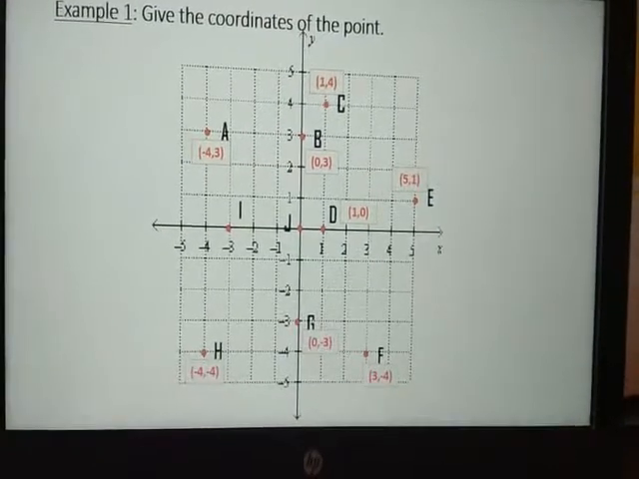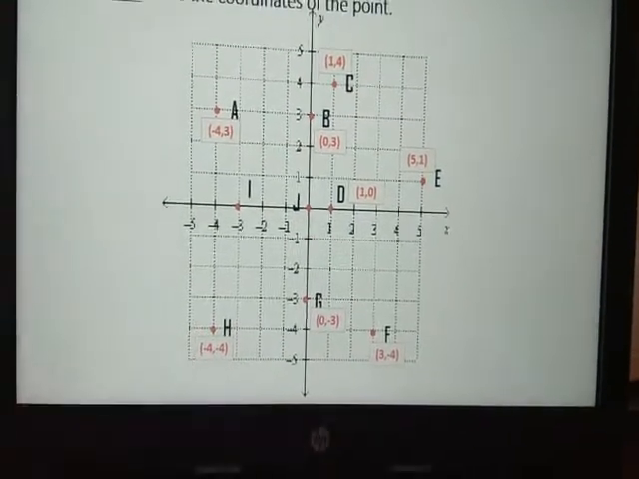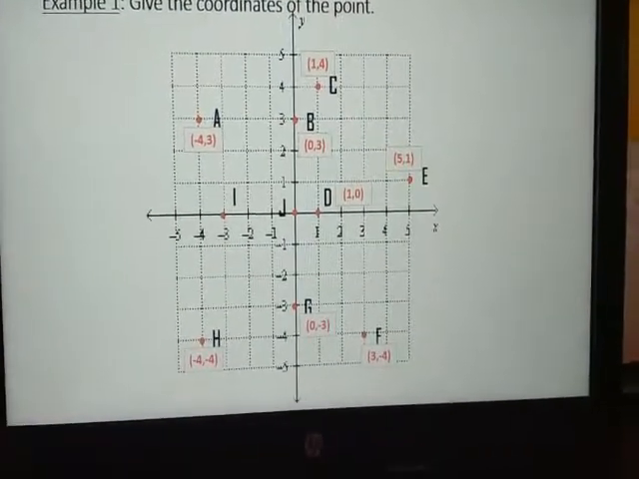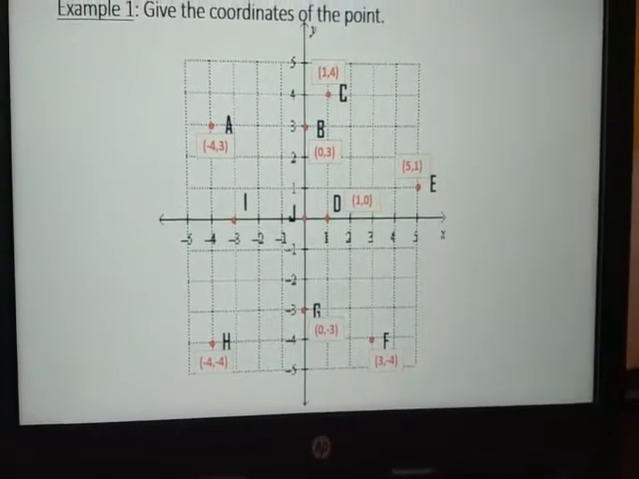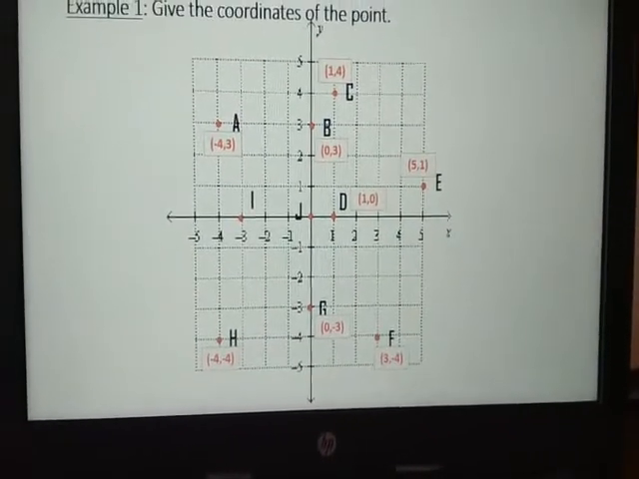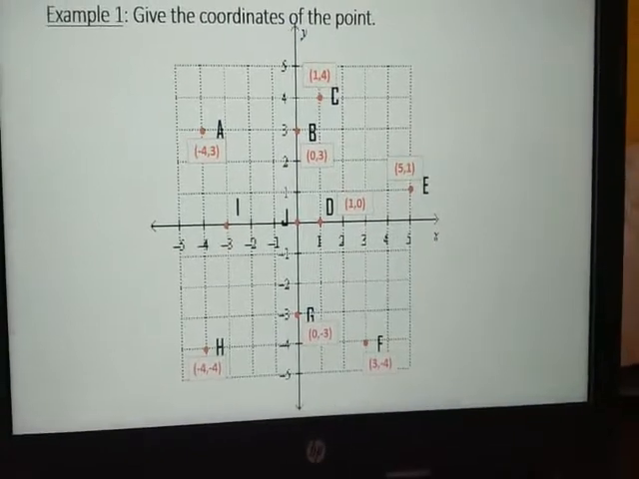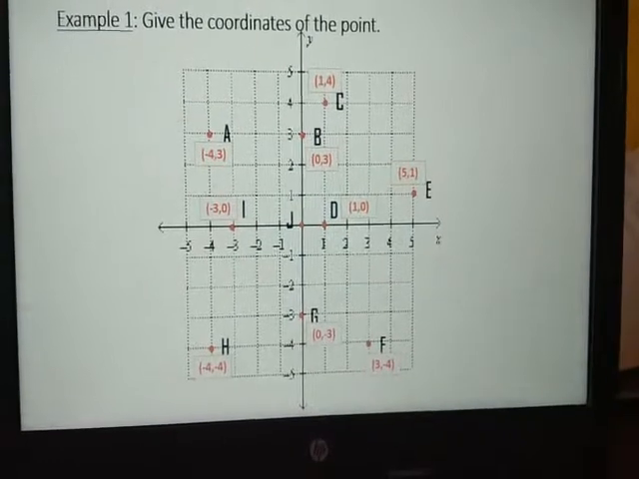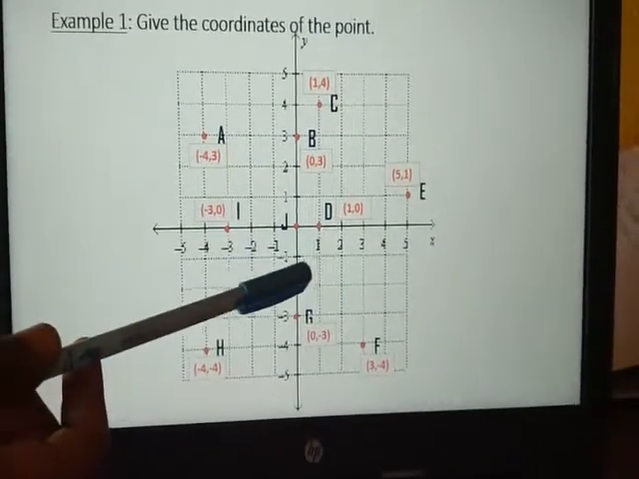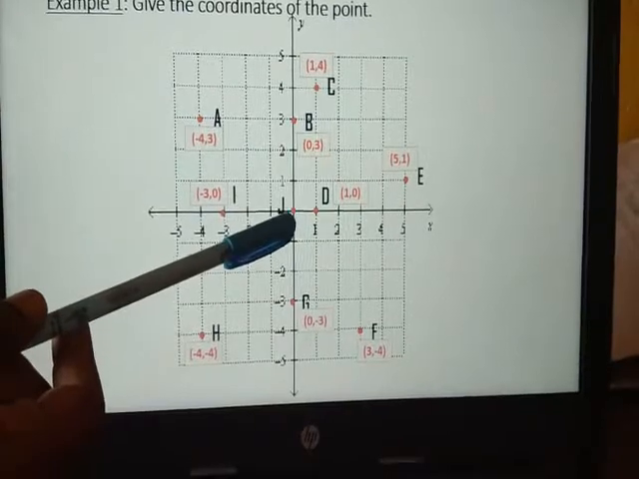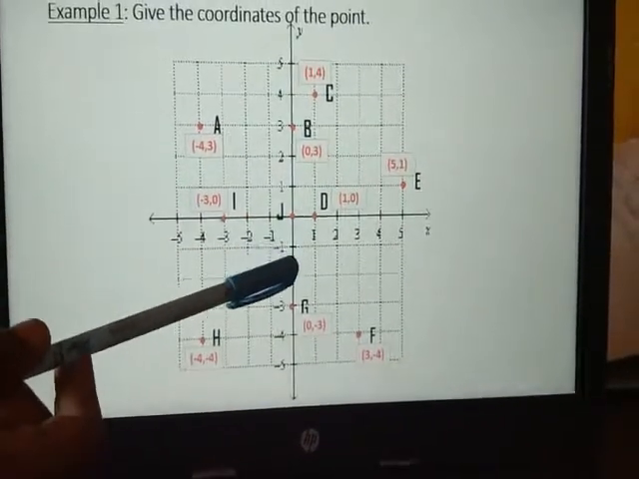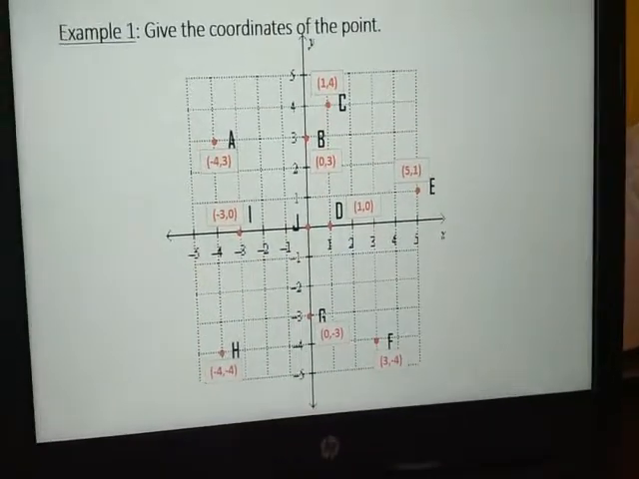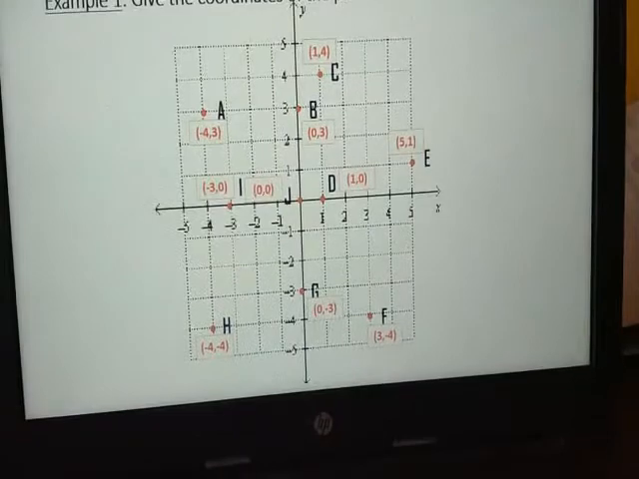Next, H. What is the H here? Minus 4 comma minus 4. Abscissa is minus 4 and the ordinate is also minus 4. And next, the I point is located on the x-axis, so we write this point as minus 3 comma 0. And next, the last point. What is this point here? It is not on either axis alone. It is on the intersecting point of the x-axis and y-axis. So we say this is the origin. That point is written as 0 comma 0.